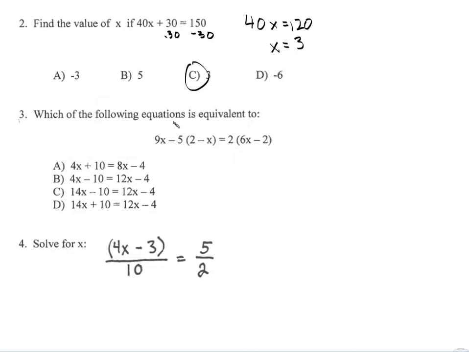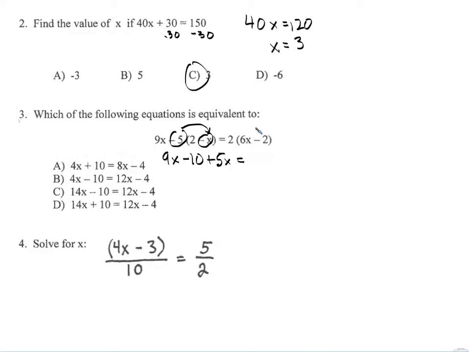Yep. Okay. Number 3, which of the following equations is equivalent to this guy? Again, distributing, make sure you distribute that -5. So on the left-hand side, we have 9x. The -5 times 2 is a -10. The -5 times the negative x is a positive, and this is where most people made a mistake. -5 times this negative x is a positive 5x.